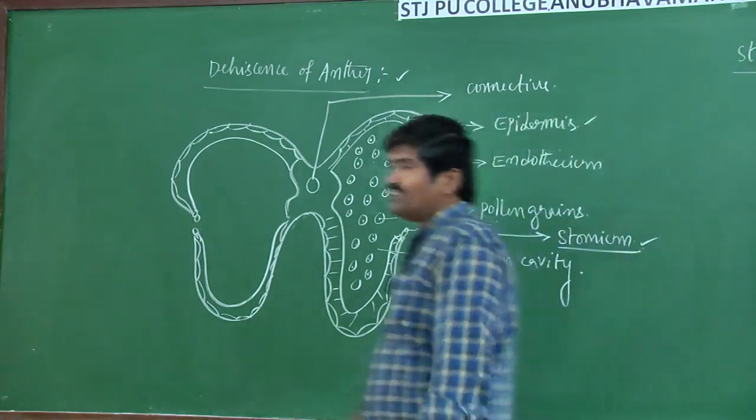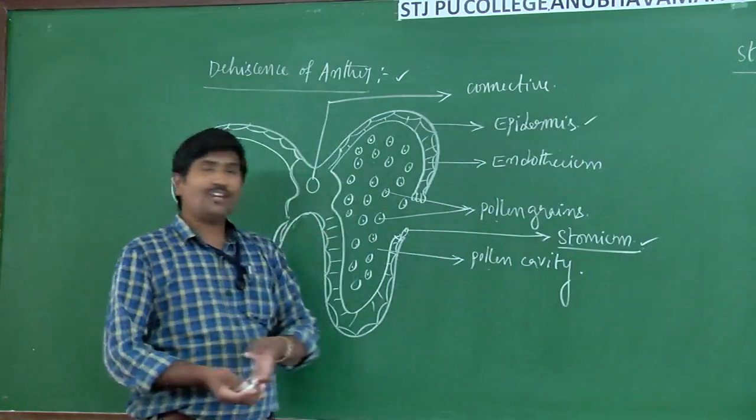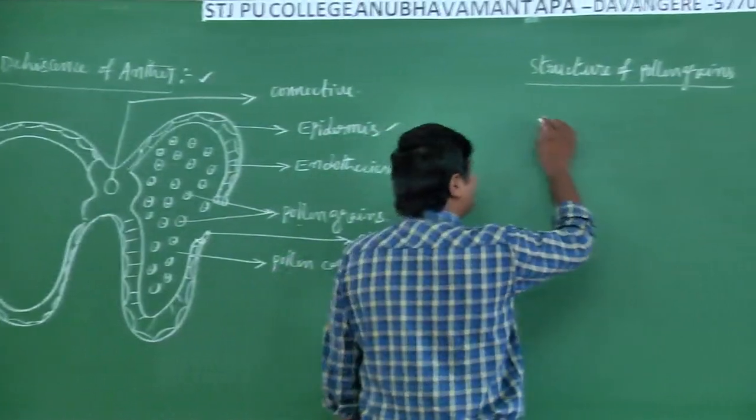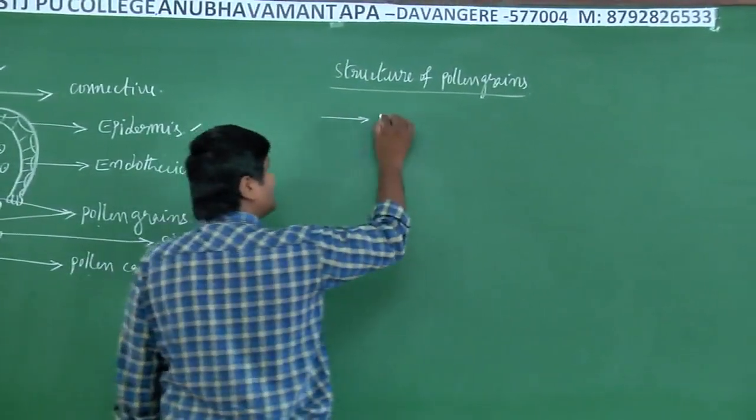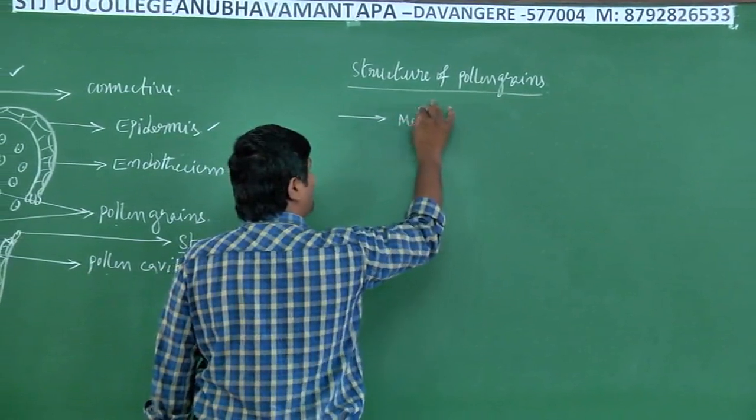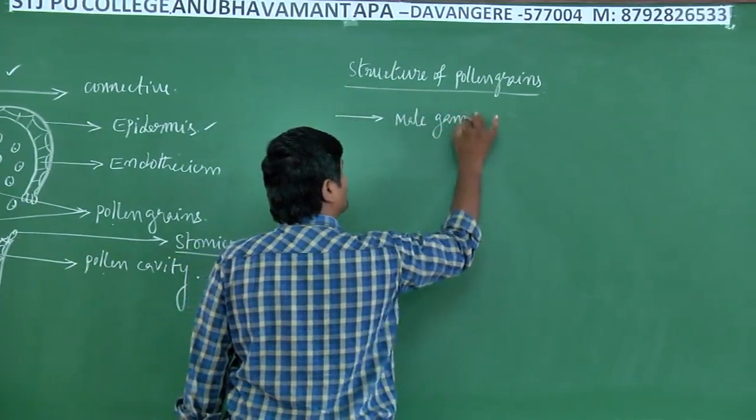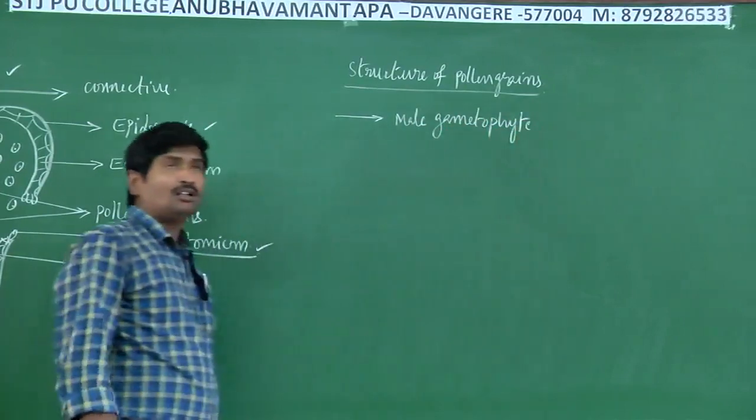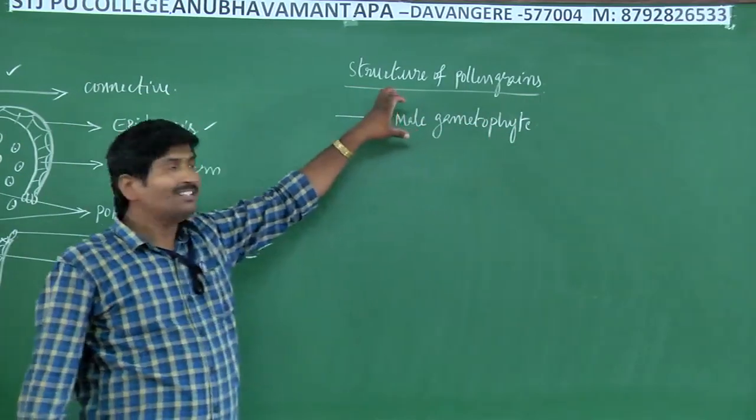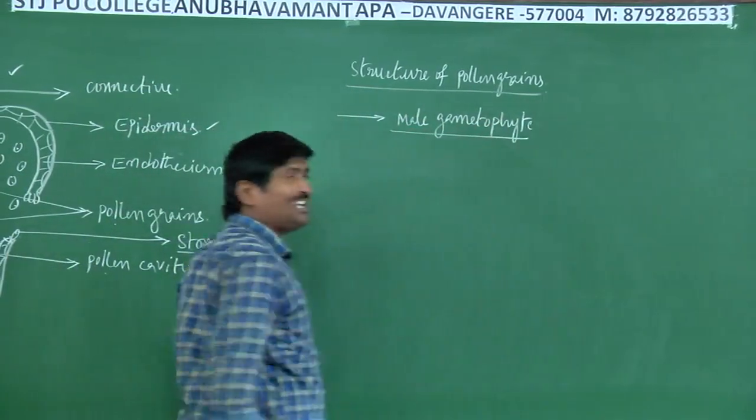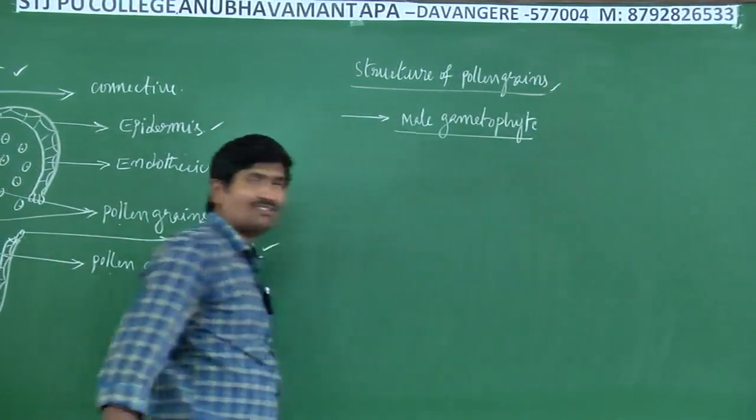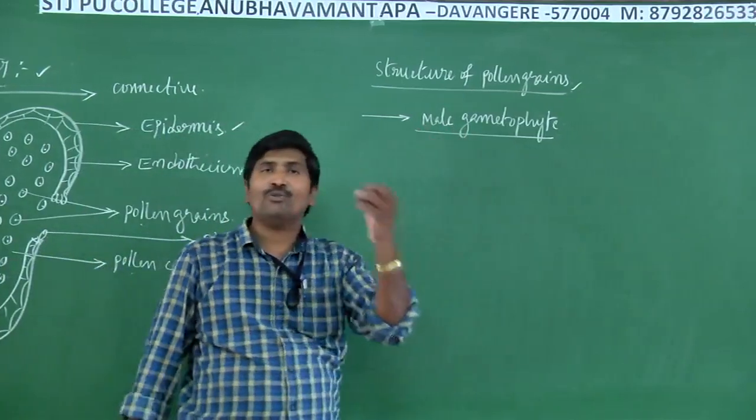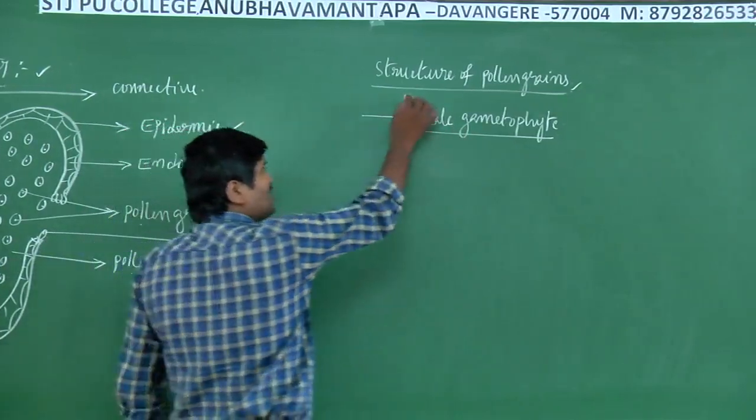See here, the pollen grains are dispersed in the environment. So what is the structure of the pollen grains? What is a pollen grain? Generally, the pollen grain is the first cell of the male gametophyte. This point is very important. The initial spore of the male gametophyte is known as the pollen grain or microspore. The microspore is the first cell of the male gametophyte. Next, the structure of the pollen grains.